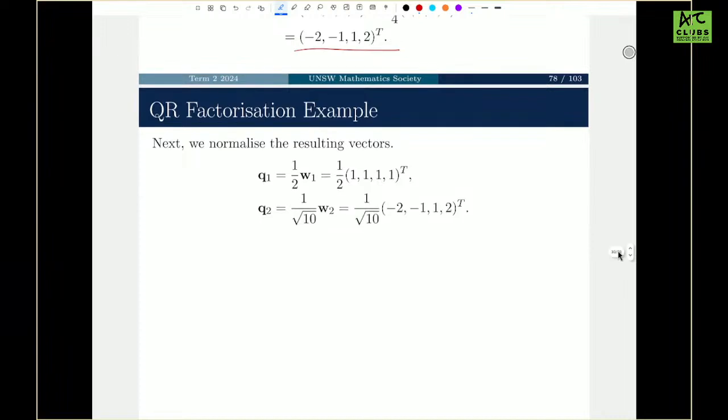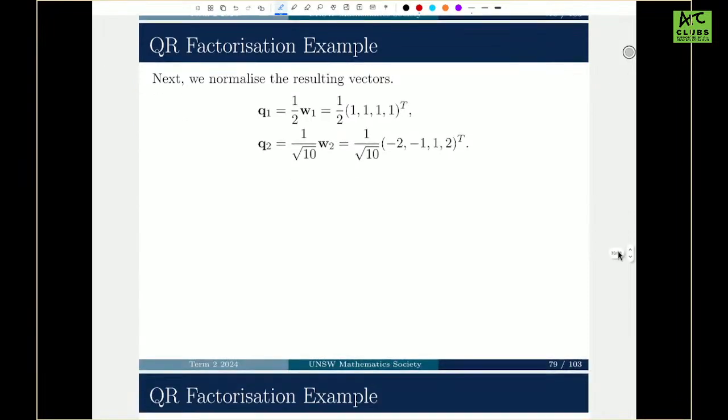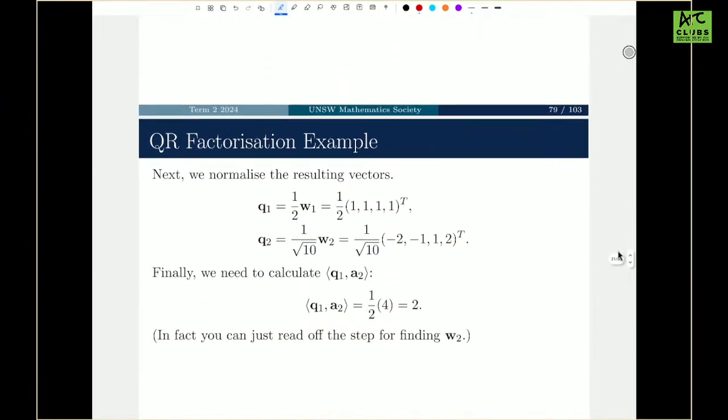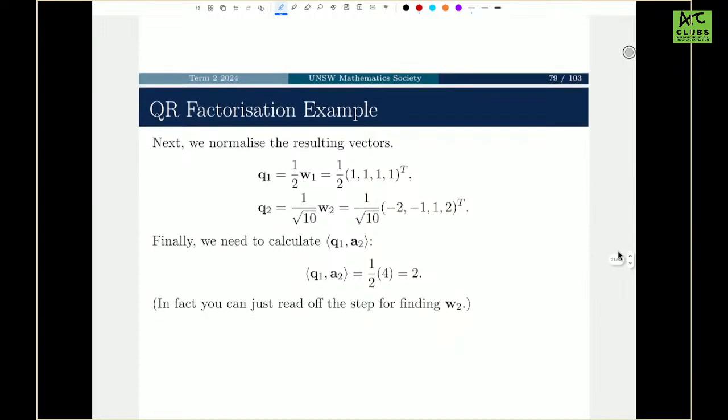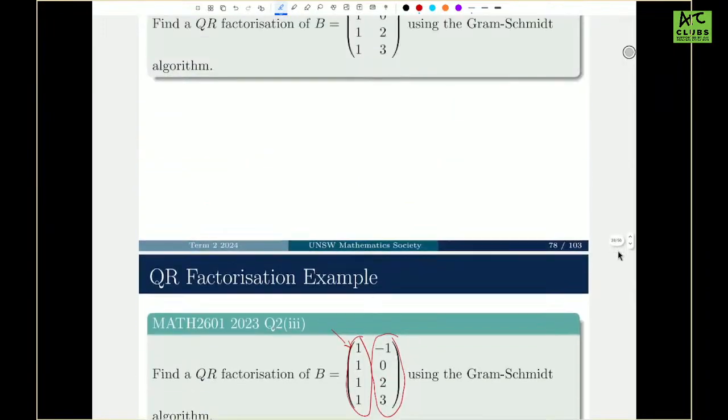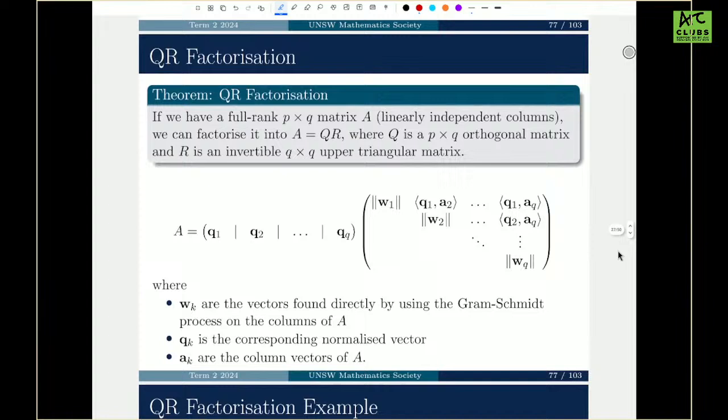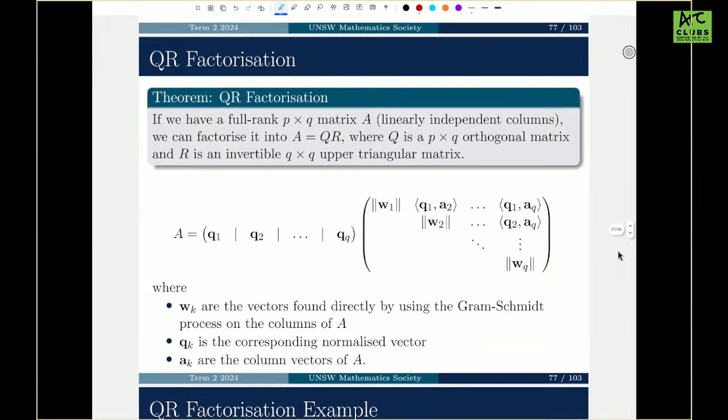Okay, so Q1, Q2, we've already found our Q matrix. That's all there is to it. That is the Q matrix. So those will be the 2 columns. Now, we have to calculate inner products. So just looking back at the QR factorization thing, we said it was upper triangular. So everything below this diagonal is 0. We don't have to worry about it.